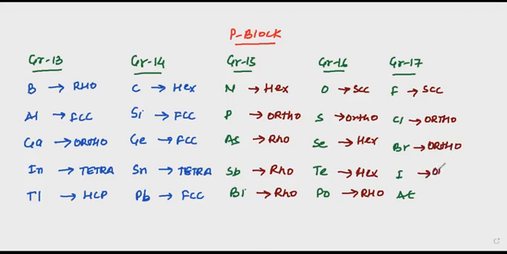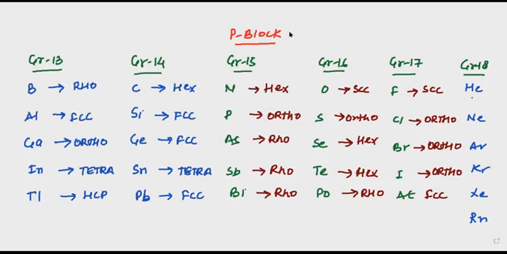Iodine is also orthorhombic, and this one is FCC. Now after that we come to the next group, group 18. In group 18, the first one is helium, neon, argon, krypton, xenon and radon.